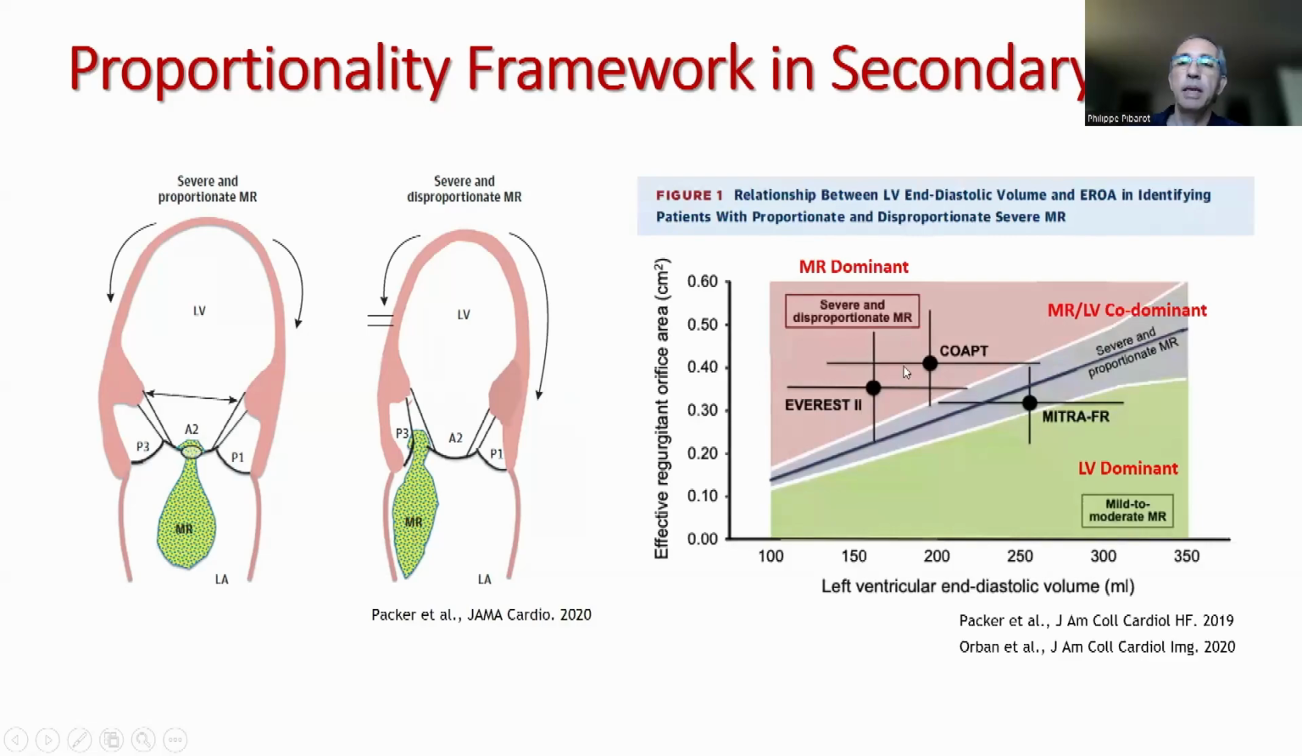Indeed, using this concept and the ratio of the EROA to the LV end-diastolic volume, the patients in COAPT will be in the severe and disproportionate MR group, more likely to benefit from intervention, because here the MR is probably the key causal factor of the heart failure. This has also been called, and I prefer this terminology by other investigators, MR dominant. So MR is the expected main cause of the heart failure.